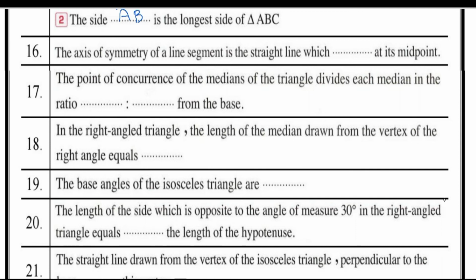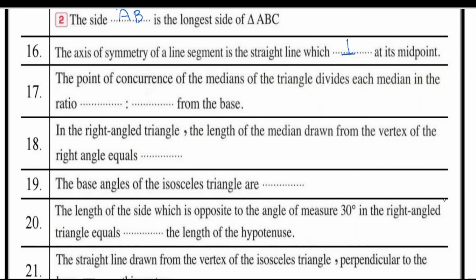The axis of symmetry of a line segment is the straight line which is perpendicular to it at its midpoint, the perpendicular bisector from the midpoint. The point of concurrence of the medians of a triangle divides each median from the base in the ratio 1 to 2. In a right-angled triangle, the length of the median drawn from the vertex of the right angle is equal to half the length of the hypotenuse.